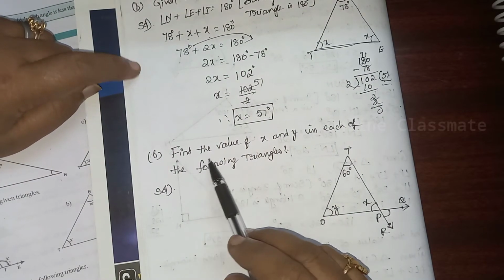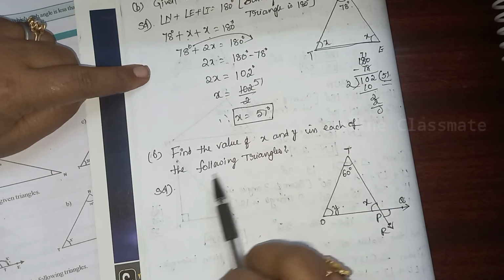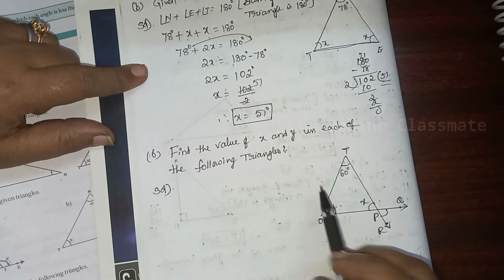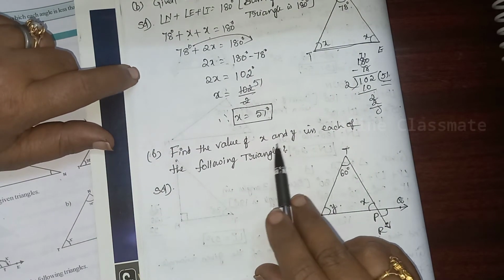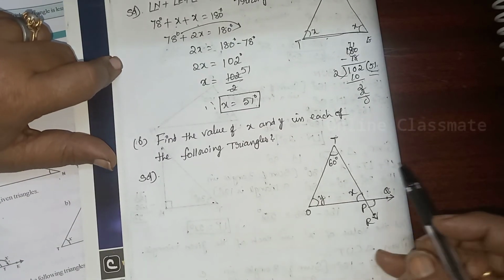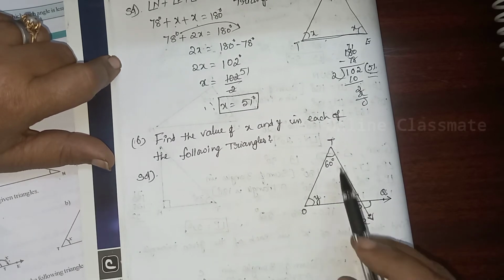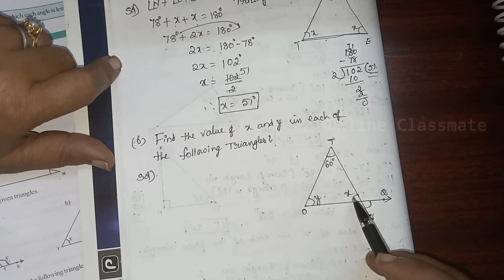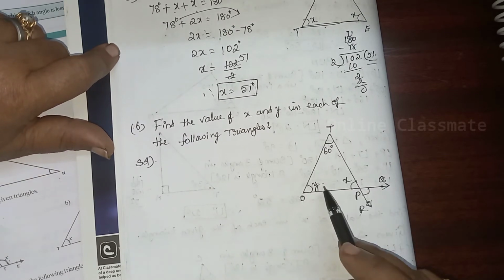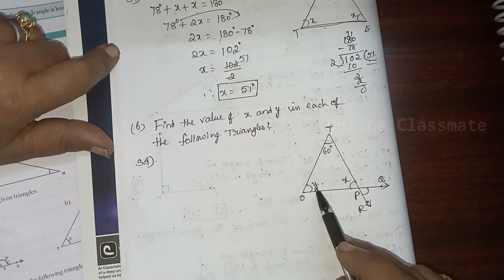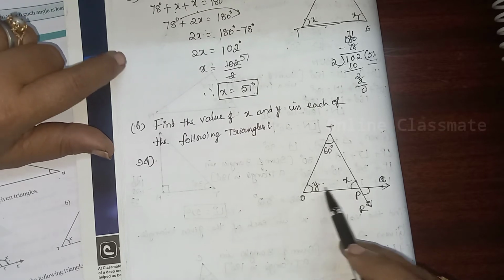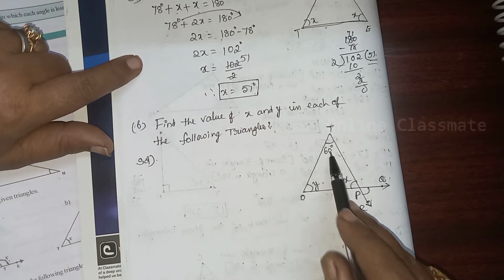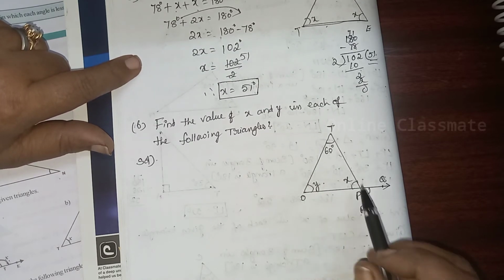In sixth sum, find the value of x and y in each of the following triangles. In the previous sum, you had to find only the x value, but here you should find x and y. Two variables you should find. One, see the triangle TOP. T is equal to 60 degrees, O is equal to y, and P is equal to x. Inside the triangle, 60 degrees, y and x. These two are unknown values. Two variables are there. Only one value you know. You should find the other value.